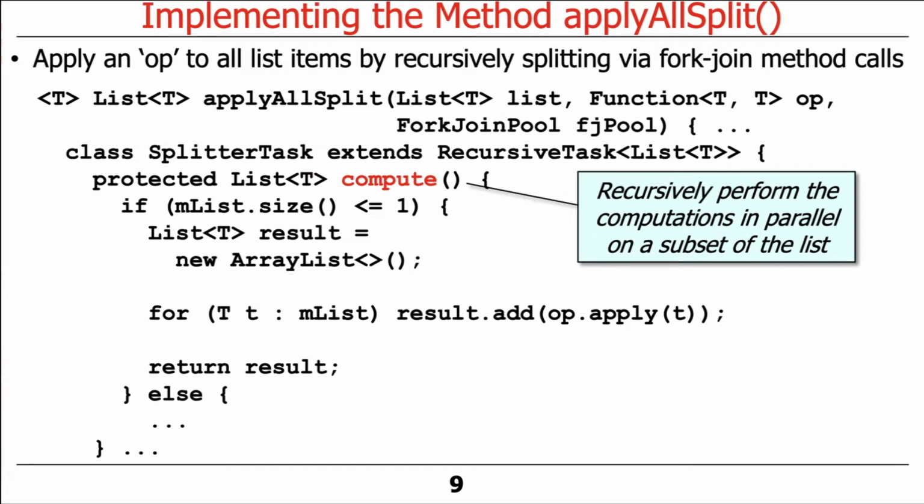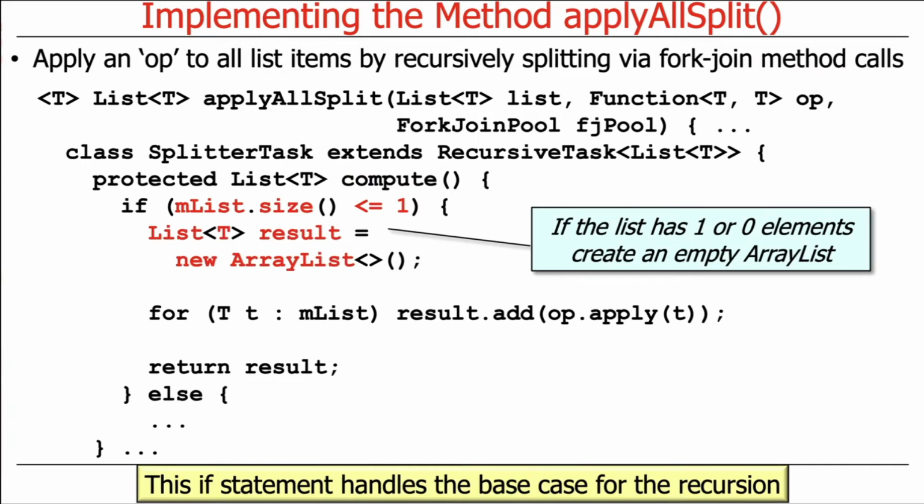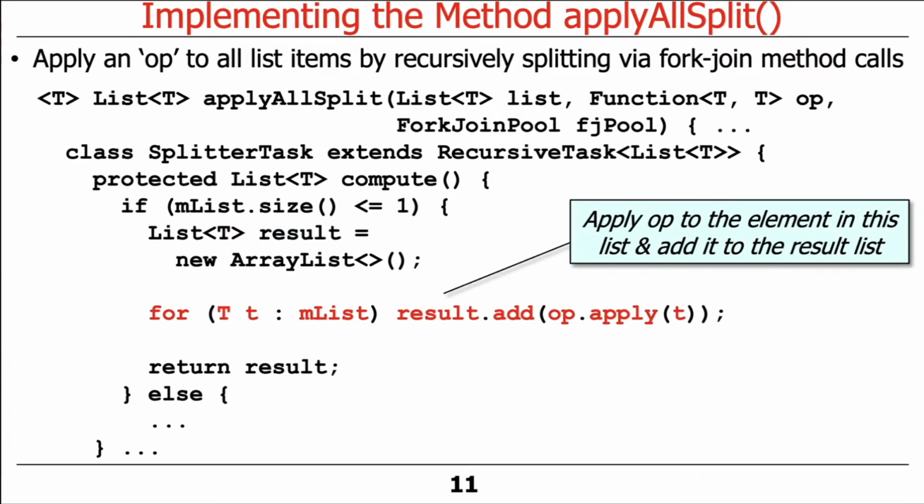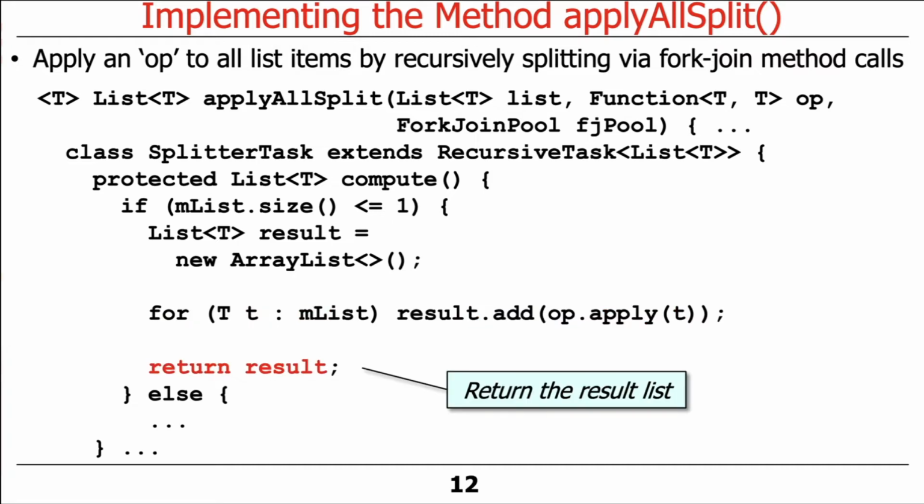Here's the compute method. It recursively performs computations in parallel on a subset of the list, in particular half of the list. Let's see how this works. If the size of the list at this point is 1 or less, it should be 1, then we've reached the base case of the recursion. We make ourselves a new array list, which will ultimately have 1 item. For each element in the list, there should be only 1, we apply the function, passing in the element t of type T, and add that to the result list. That's the base case, and we just return the list, which has the result of applying the function to 1 element.